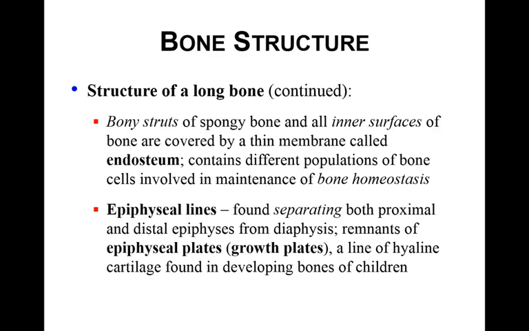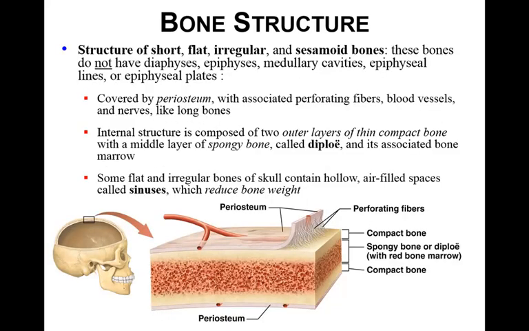And so as the bone grows in length, that cartilage gets thinner and thinner until finally it all turns into bone. And then you have what we call the epiphyseal line, which is almost like a bone scar.